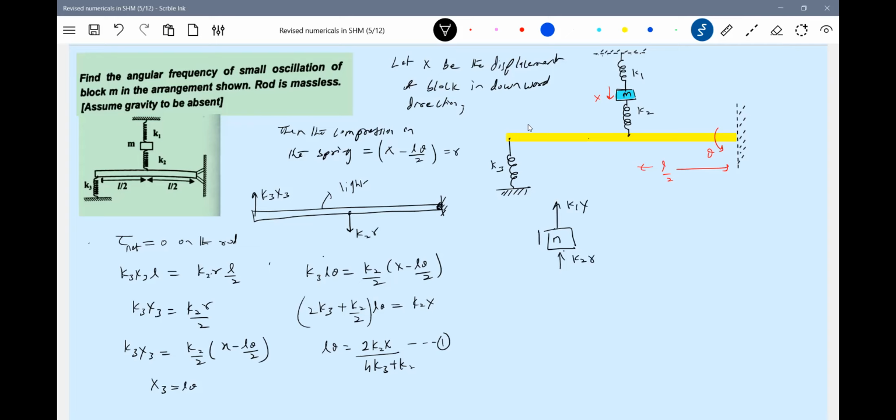So then how is the acceleration? This acceleration is proportional to the negative of displacement. So therefore, minus ma equal to K1x plus K2R. Okay, now this will be K1. Let me not disturb X. Let me disturb R. So what you can write is R as X minus L theta by 2. Then we don't know L theta. L theta is what you get from equation 1.